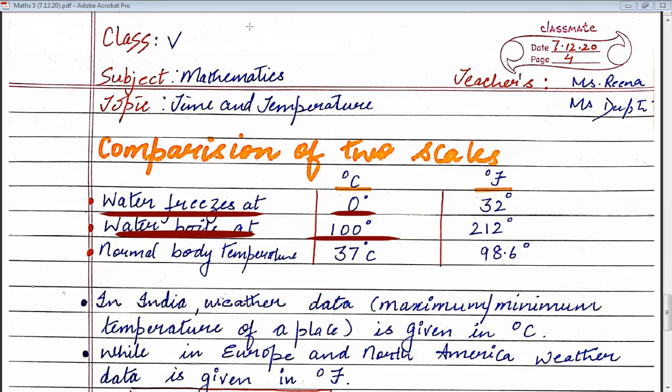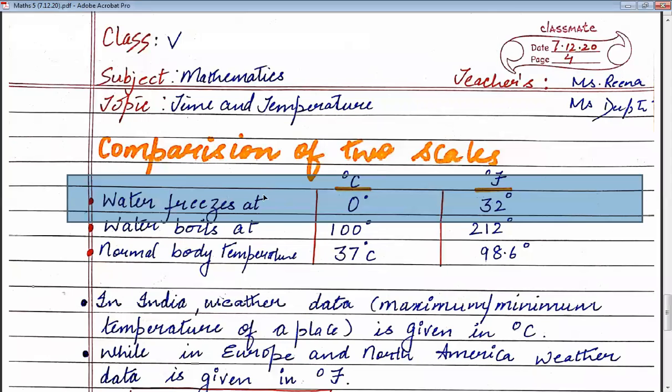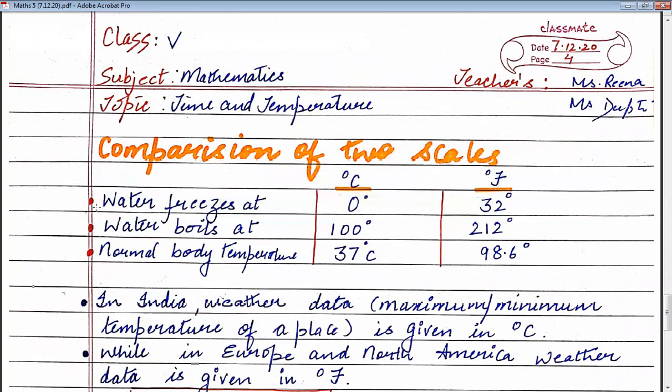So now let us repeat this table one more time. Water freezes at 0 degrees Celsius and at 32 degrees Fahrenheit. Water boils at 100 degrees Celsius and at 212 degrees Fahrenheit. And normal body temperature, as we have already discussed, is 37 degrees Celsius, and in Fahrenheit it is 98.6 degrees Fahrenheit. Is it clear, students?